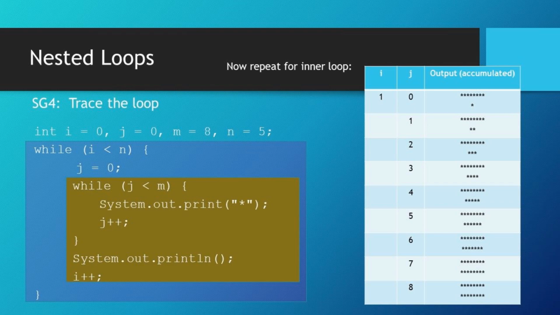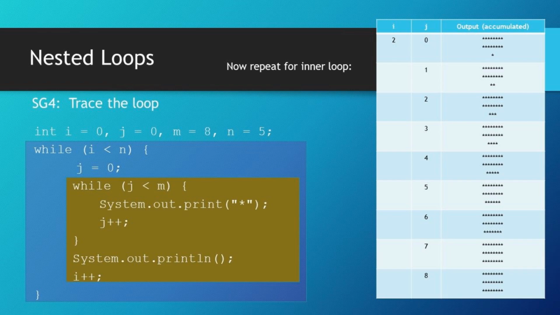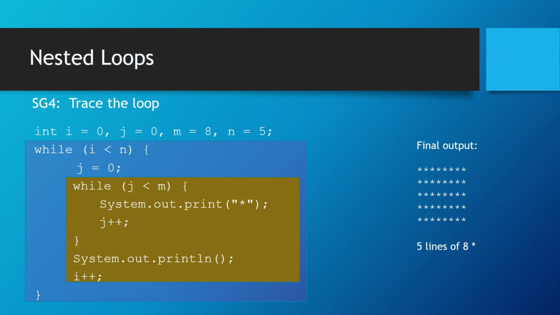Here we have i equals 1 and the 8 iterations of incrementing j. You can see that for every cycle through the inner loop, another asterisk is added to the second row. Then i becomes 2, and we add a third row of asterisks. The outer loop goes 5 times, and the inner loop goes 8 times for each outer loop. This continues until we have 5 lines of 8 asterisks.